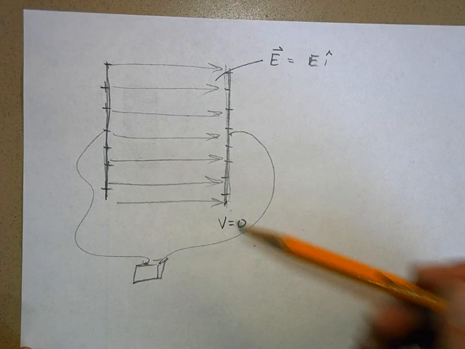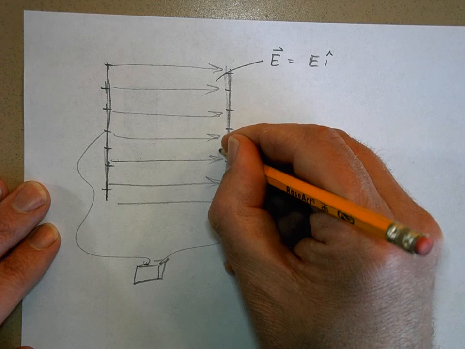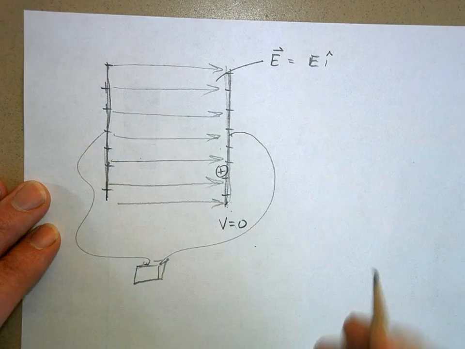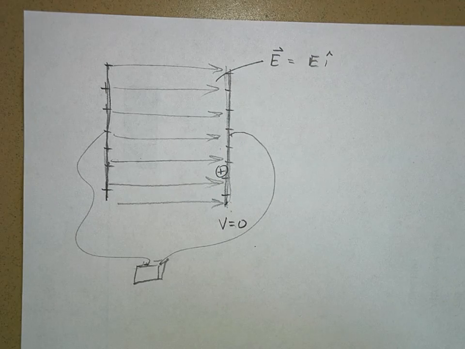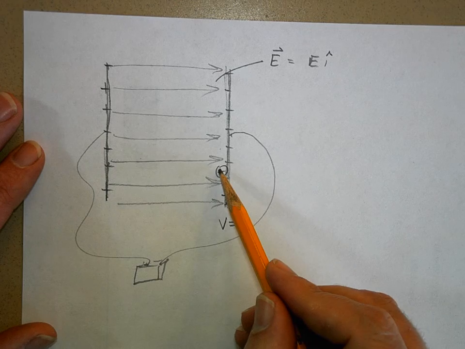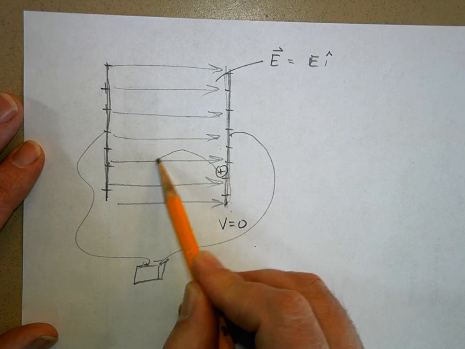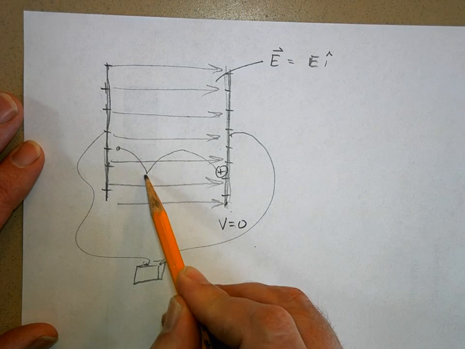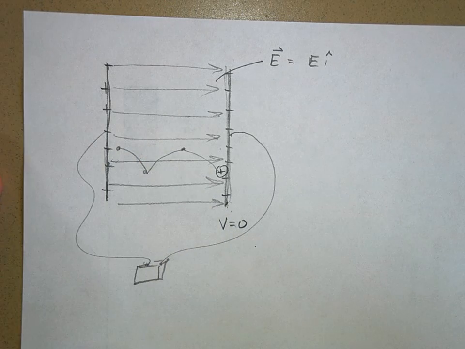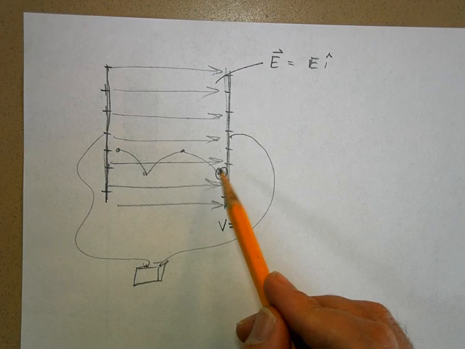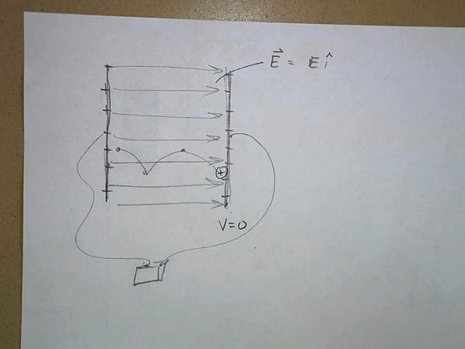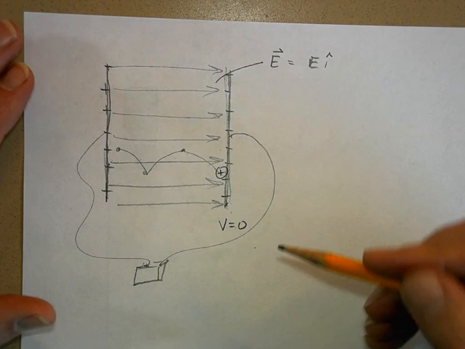And I'm going to take a positive test charge, and I'm going to move it against this field, okay? I'm going to move it here, and here, and here. So let me just do that. And we're just going to look at how much work per unit charge I had to do to force this positive charge against that electric field. So let's take a look at the work I did.